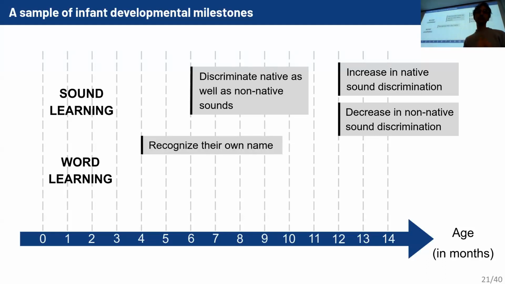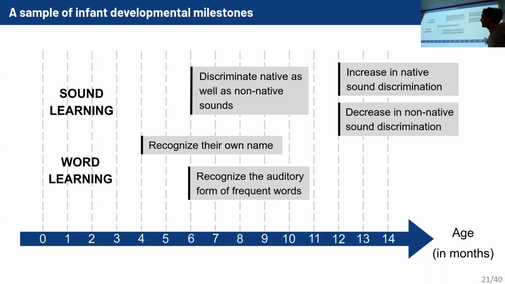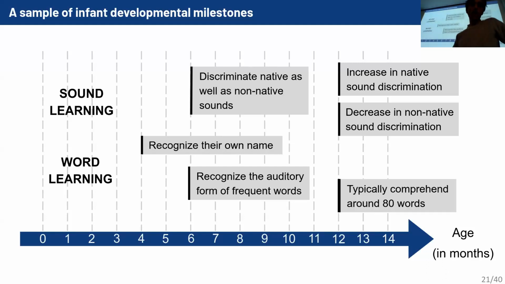Regarding the acquisition of words, we know that on average, infants start to recognize their own name at 4 months. At 6, they recognize the auditory form of frequent words. And for their first birthday, an infant typically comprehends around 80 words. So what this timeline shows is that infants learn about the sounds and the words of their native language in a parallel fashion. They learn about the sounds and the words at the same time. It's not one after the other.